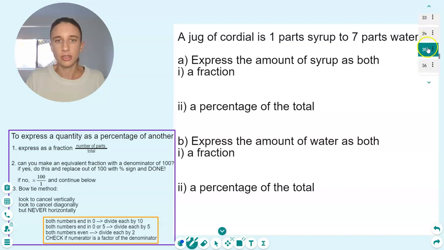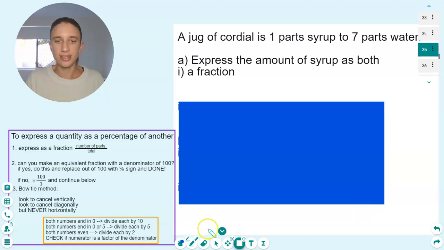Okay. I'm going to put down this because I don't want to see the whole question. It gets overwhelming. A jug of cordial is 1 part syrup to 7 parts water. Express the amount of syrup as both a fraction. So the fraction of syrup is going to be, you're going to put the syrup on the numerator. All right. So 1 part syrup over.